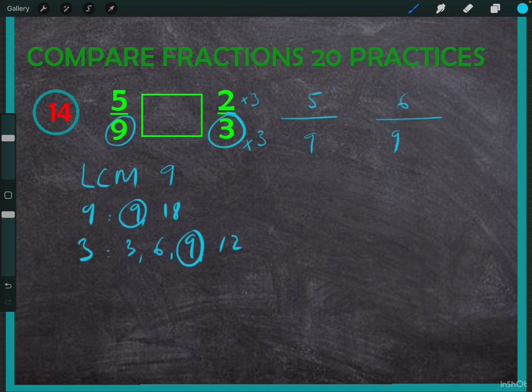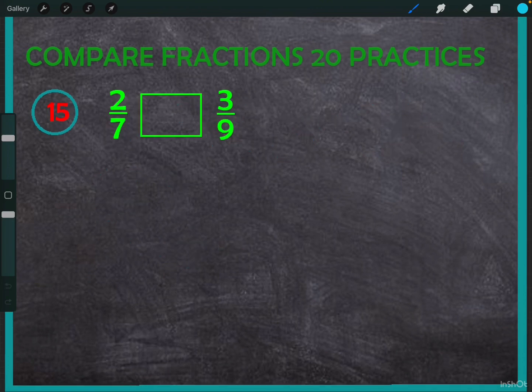From here, we have two new fractions with the same denominator. To compare them, we only need to compare the two numerators. 6 is greater than 5, so 6 over 9 is greater than 5 over 9, or 2 over 3 is greater than 5 over 9.